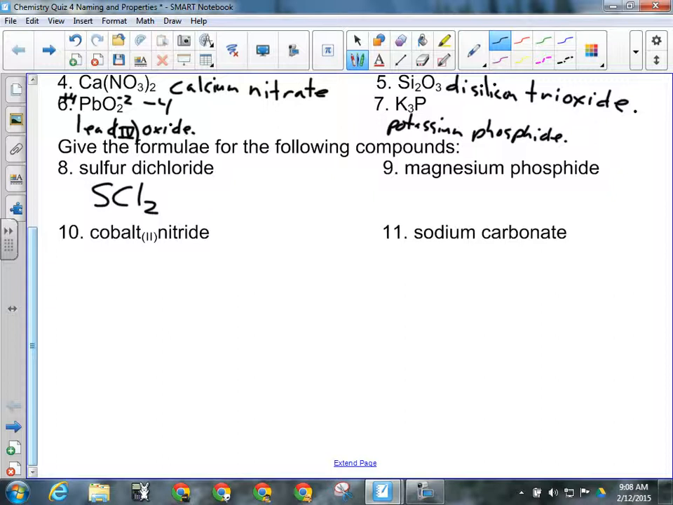Okay, number 9, we've got a metal and a nonmetal. So for an ionic compound, we write the metal and its charge. Magnesium's charge is 2+. Phosphide is P, and its charge is -3. Now I have to drop and swap. So the 2 goes over and down, and the 3 goes over and down, and we're looking at Mg3P2 for our formula.